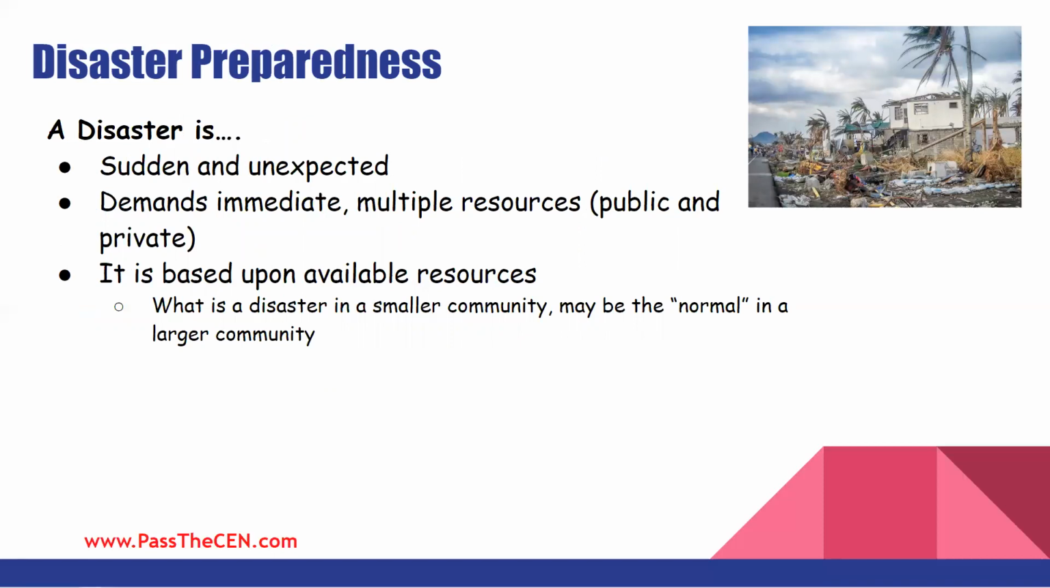Disasters. A disaster is sudden and unexpected, like out of nowhere. We're not planning for this. And because of that suddenness, it demands an immediate response and usually multiple resources, both public and private, so probably some governmental resources as well as some private ones. Each community defines its own disaster. What may be a disaster for one community may be the day-to-day for a bigger community. So it depends upon the local resources in the area immediately impacted.